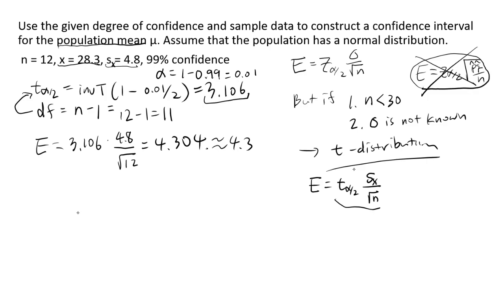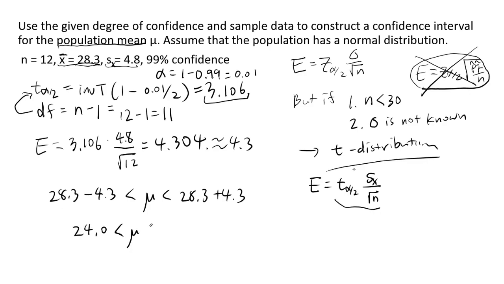Okay, and then the confidence interval would be the sample mean plus or minus. I think there should be a bar here. They forgot to do that. Now you just have to do 28.3 minus 4.3, and the actual population mean is between this value and 28.3 plus 4.3. So the confidence interval is 24.0 less than mu less than 32.6. That will be the confidence interval.